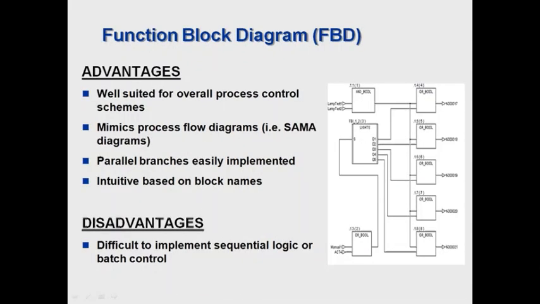Then there's function block diagram. This one is more of a common language that we're seeing in the industry nowadays. It's well suited for overall process control schemes, and it mimics process flow diagrams. It allows you to see the flow of the diagram similar to a flow chart or a SAMA diagram, and it's somewhat intuitive based on the block names. You can tell what an AND block does, what an OR block does. If you create derived function blocks, you can name the block according to what its exact function is.